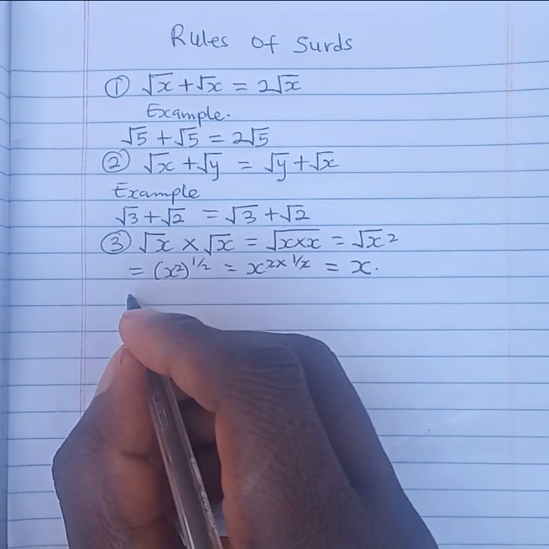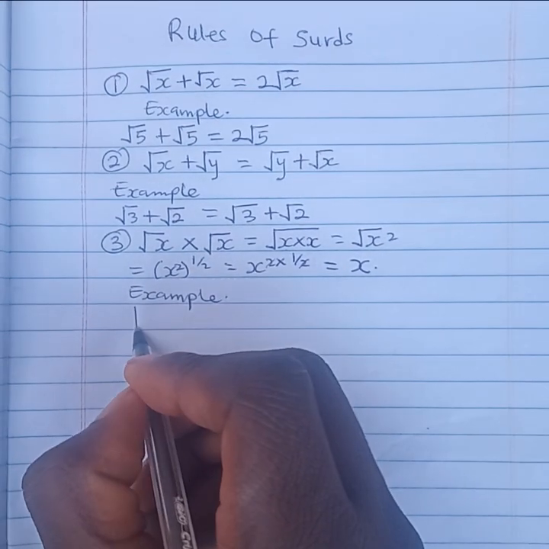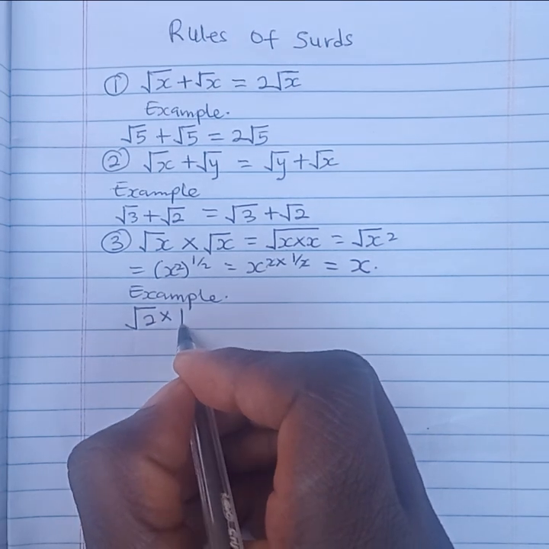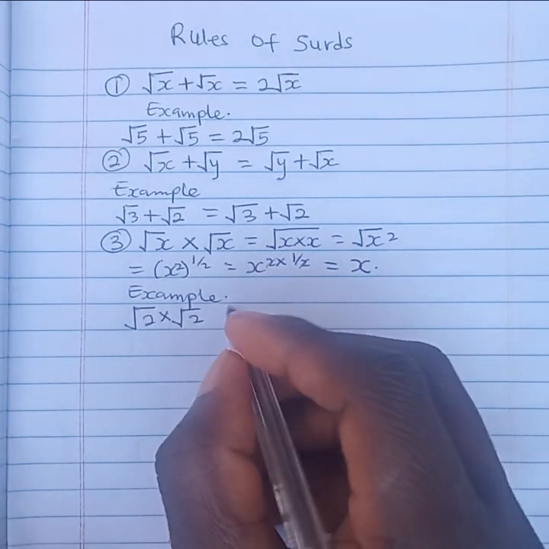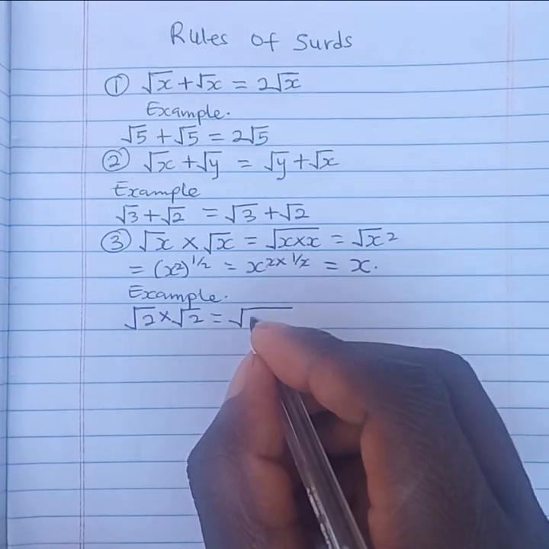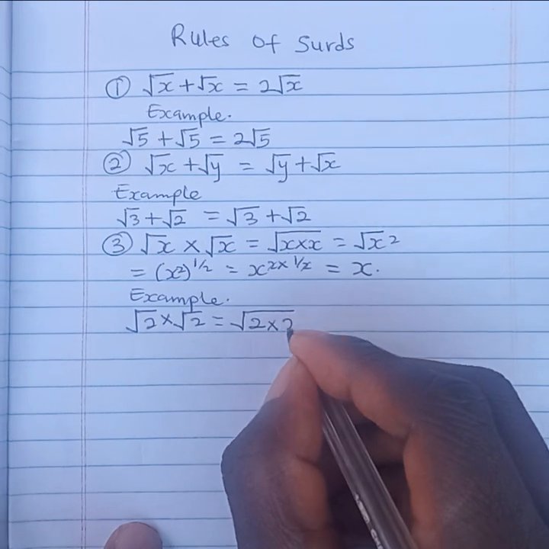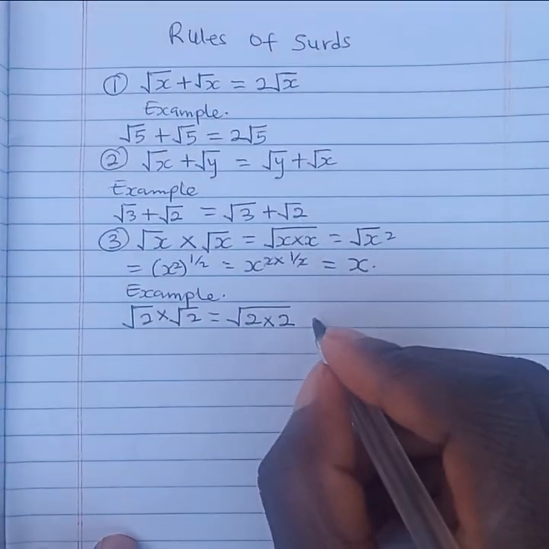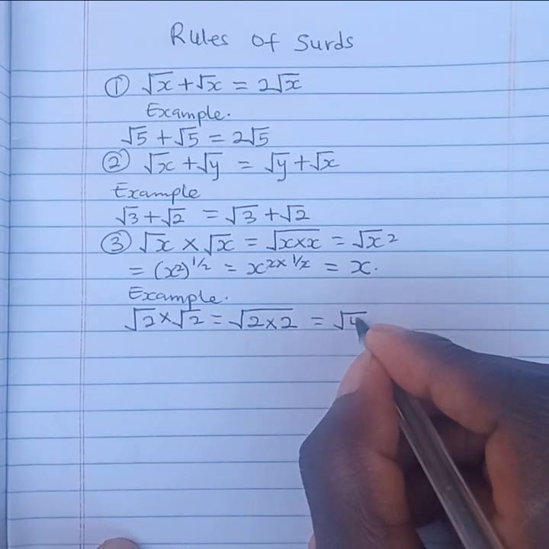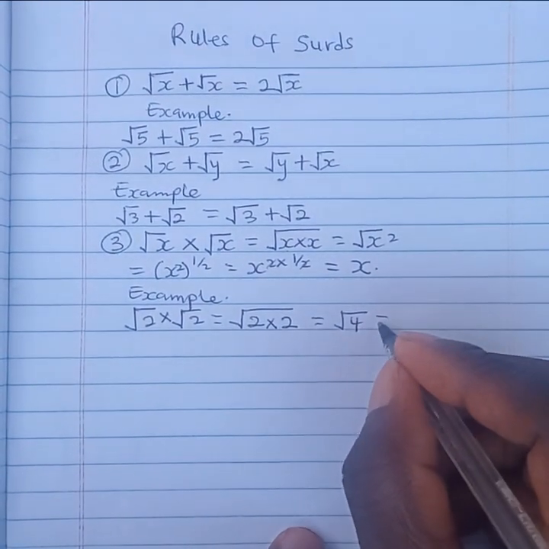Let's take an example. If you have square root of 2 multiplying square root of 2, this will equal square root of the 2 here multiplying the 2 here, which is square root of 4, and we know the square root of 4 to be equal to 2.